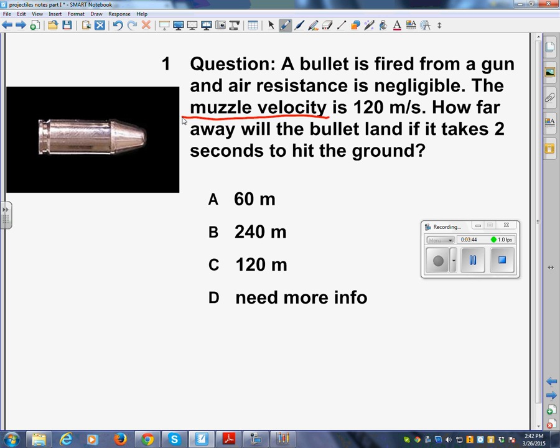It means the speed that it leaves the muzzle at, the initial velocity, the launch velocity. All different words meaning the same thing. It's 120 meters per second.